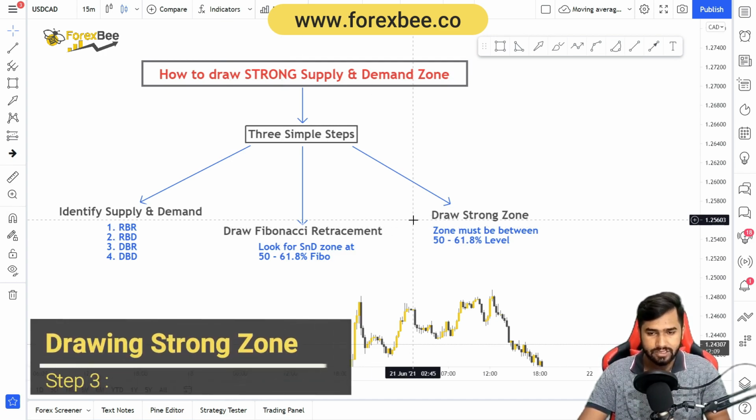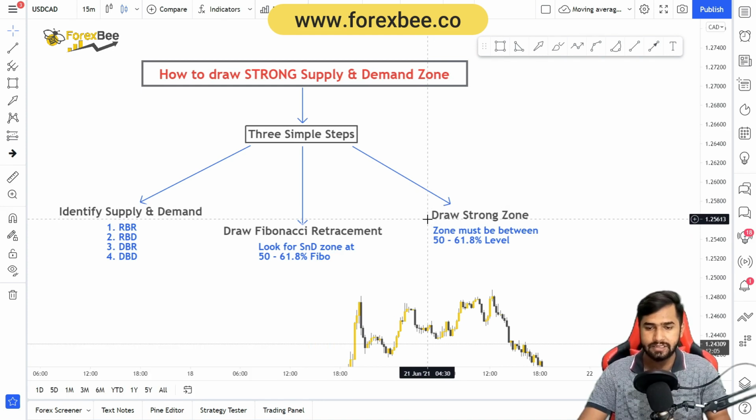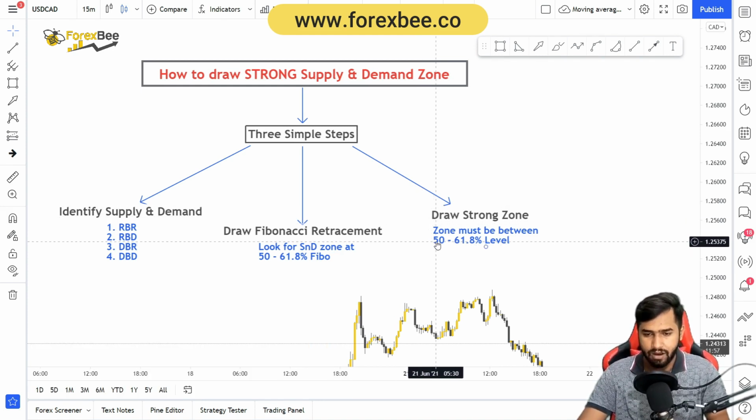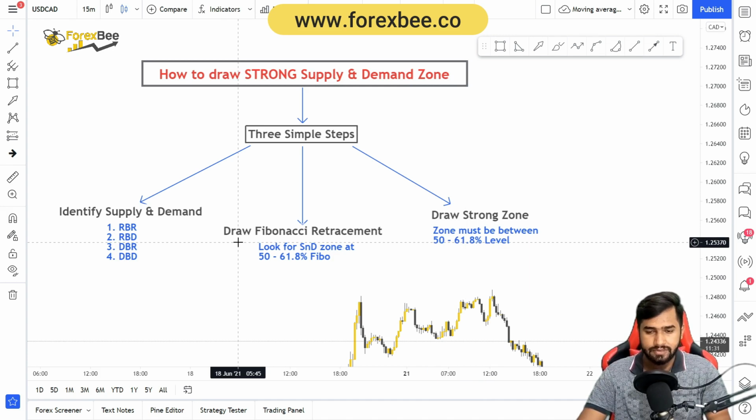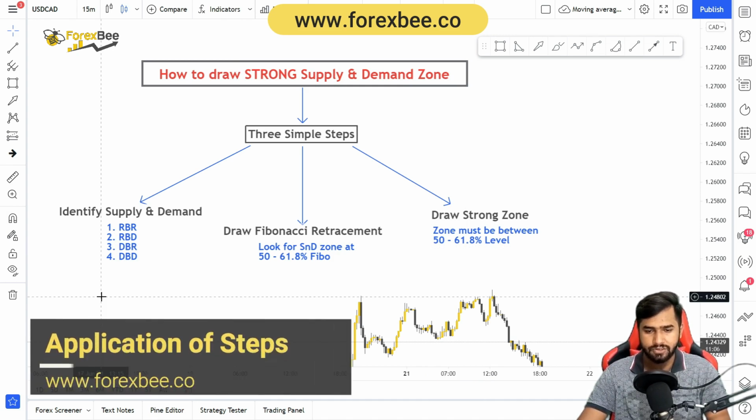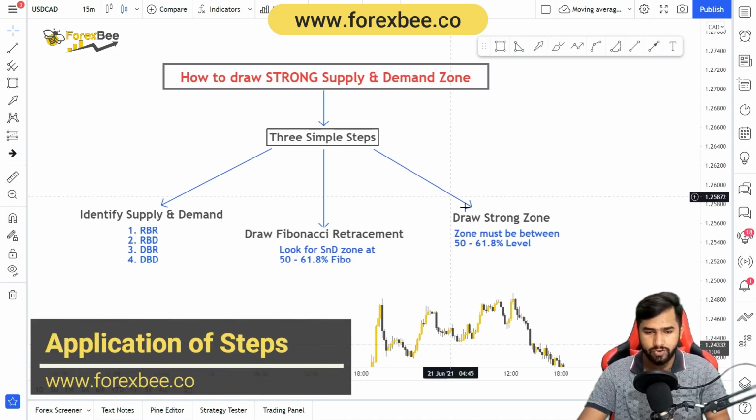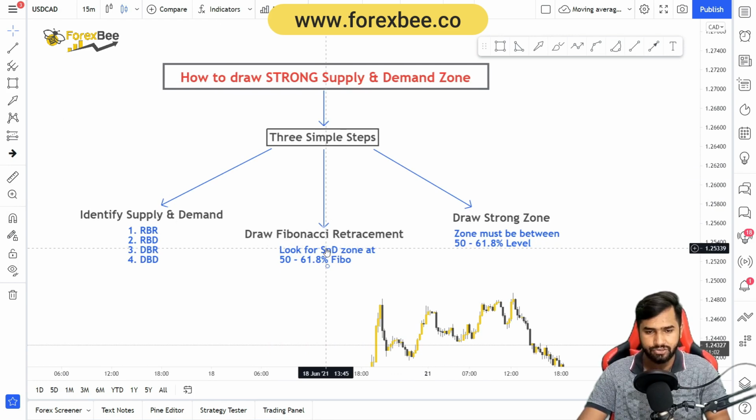And the third step is basically drawing the zone, or adjusting the zone if it's a little bit out of this golden zone, this 50 to 61.8 percentage level. So these are the three steps that we need to follow in order to determine if the supply or demand zone is strong or not. Now let's go through an example in order to see how you can apply all these three steps to determine the strong supply and demand zone.